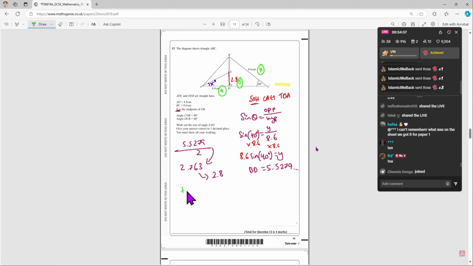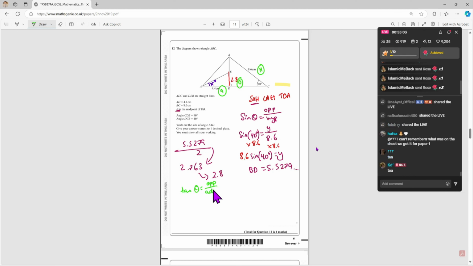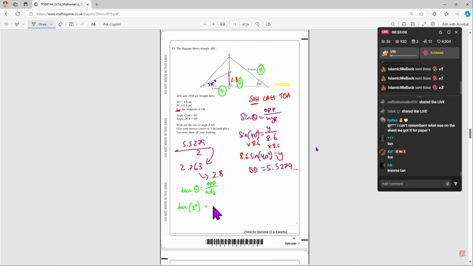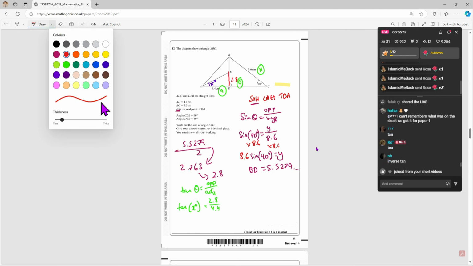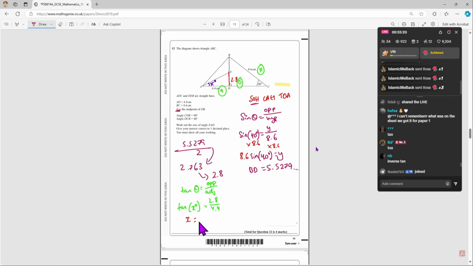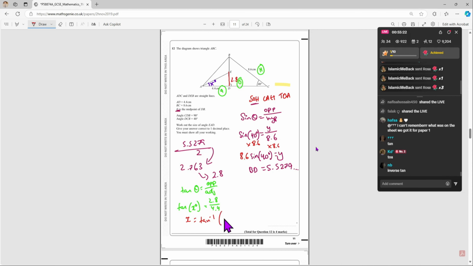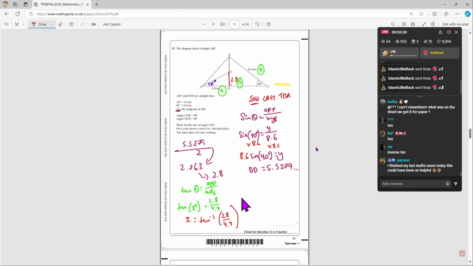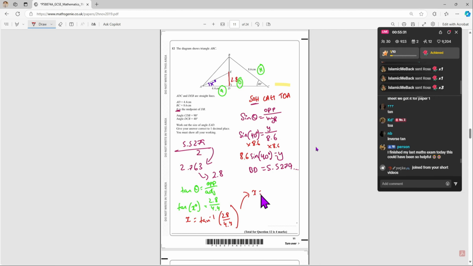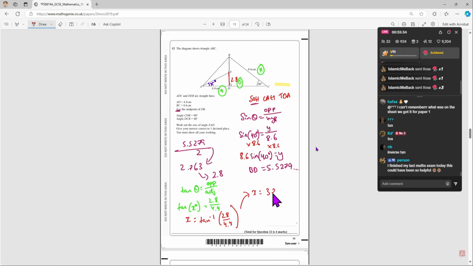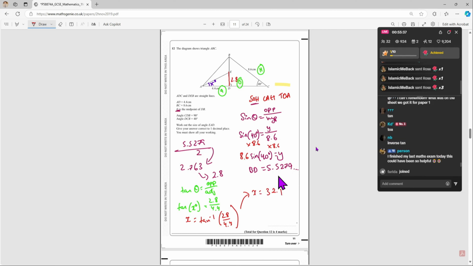So we know that tan theta is equal to opposite divided by the adjacent. So we're going to have tan x degrees is equal to opposite, which is 2.8, divided by 4.4. And then to work out the value of x, we have to do the inverse of tan. So x is equal to the inverse of tan 2.8 over 4.4. And then you're going to get x is equal to 32.1. So 32.1 degrees is going to be your answer.